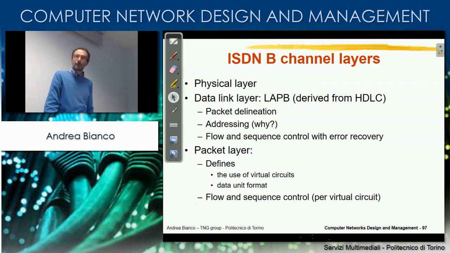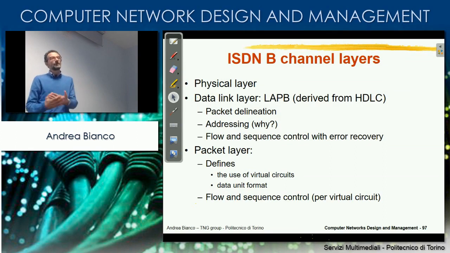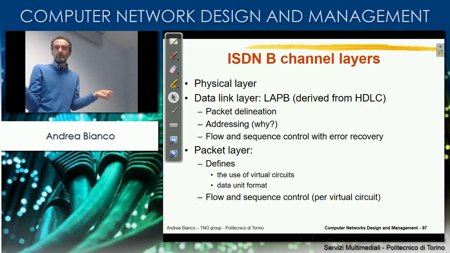And then we have the flow and sequence control with error recovery. So we want to be able to detect whether there is an error in each packet or not. We want to detect whether there is a proper sequence reception of packets. So we need to number packets so that if I'm getting packet 1, 2, 3, 5, I know that packet 4 has been lost. Of course, in a point-to-point link, packets are never lost. Packets are actually received with errors.